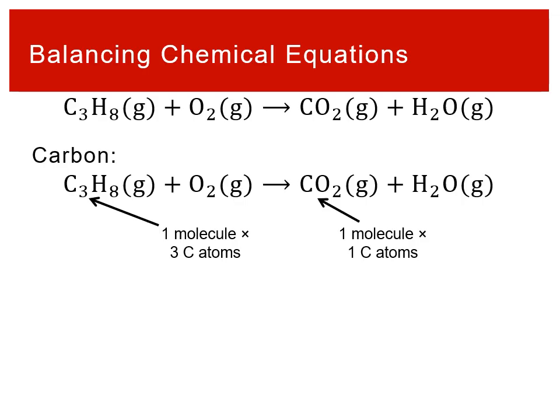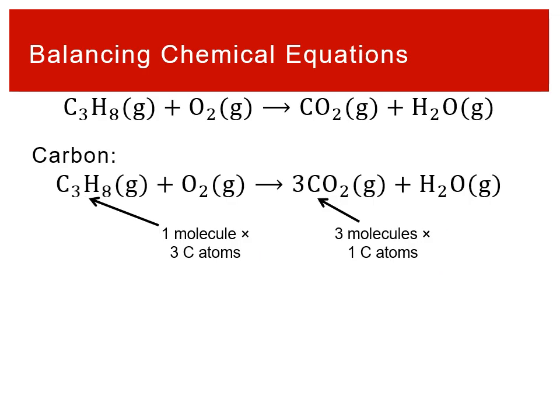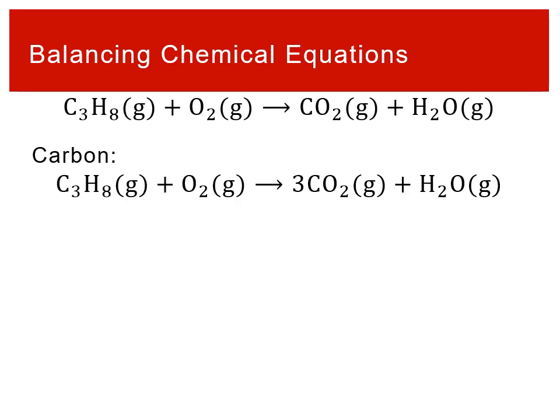The coefficient, what we can basically ask ourselves is, this is 3 and this is 1. Basically 3 divided by 1 equals 3. And so that means the compound with the smaller total amount of carbons, there's only 1 over here, needs a 3 out front. So 3 molecules times the 1 carbon atom. Now we would match up. We have 3 and 3. Carbon is now balanced. We can move on to our next type.